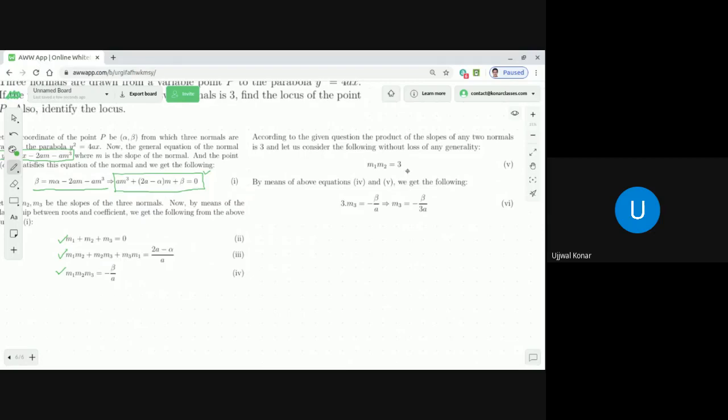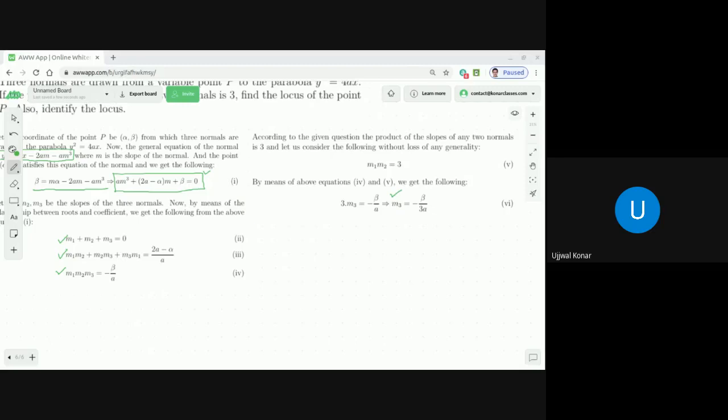Then that value of m1 into m2 equal to 3, if we apply in equation number 4, then what will we get? We'll get 3 into m3 is equal to minus beta by a, and we can get the value of m3 is equal to minus beta by 3a. Correct? Now we need to concentrate on equation 3.